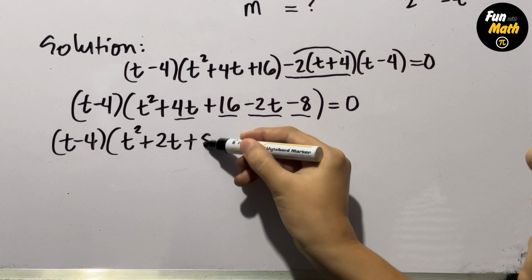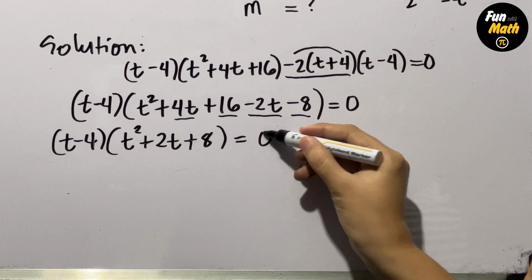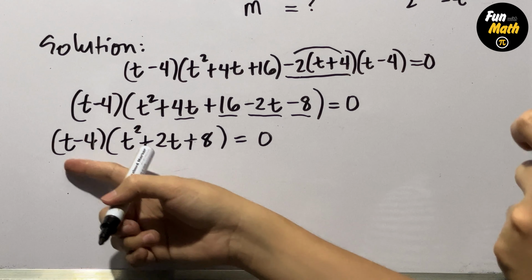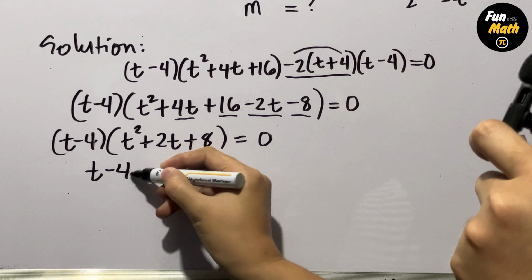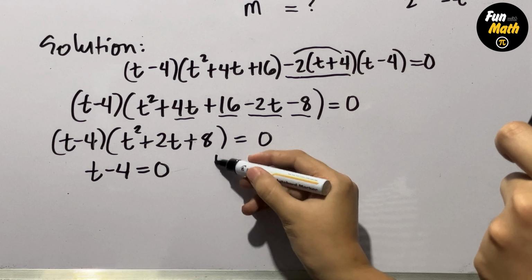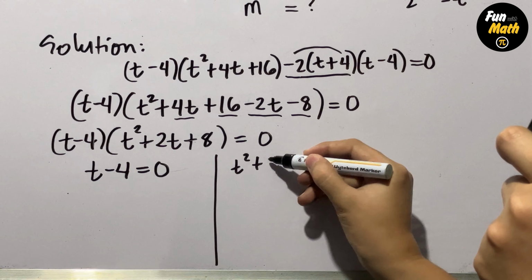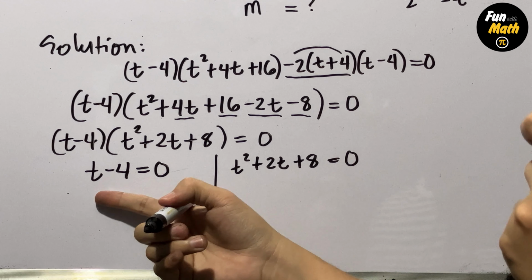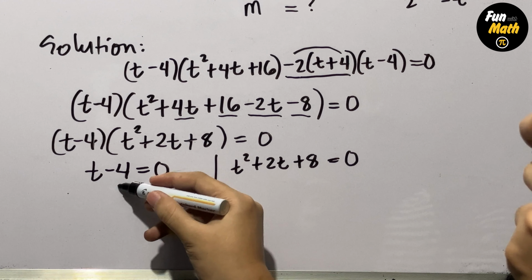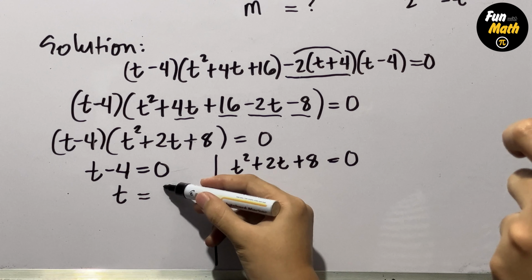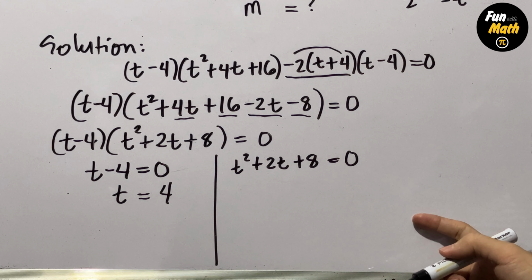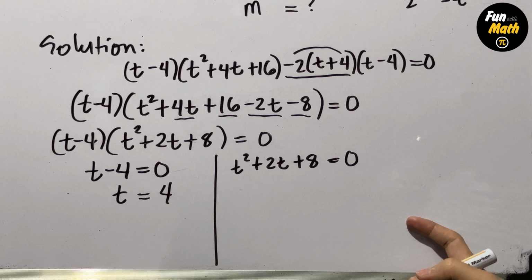So plus 8 equals 0. Now for this, we can have two equations. First is t minus 4 is equal to 0. The other one is t squared plus 2t plus 8 is equal to 0. First equation, this is t is equal to positive 4. Next equation is, we can apply the quadratic formula.